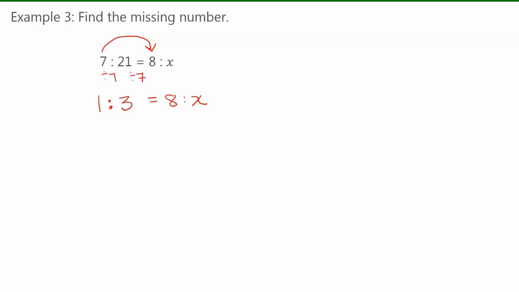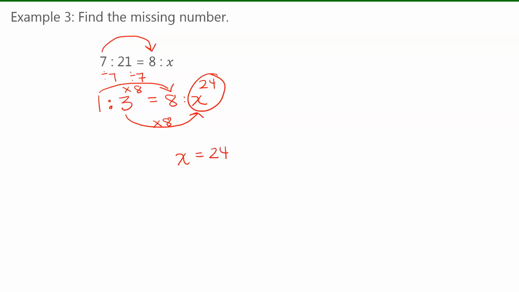So now it's a little easier to find the missing term because I know that I can relate 1 to 8 much easier. 1 times 8 will give me 8, which means 3 has to also multiply by 8. So 3 times 8 would give me 24. So that means x is equal to 24.